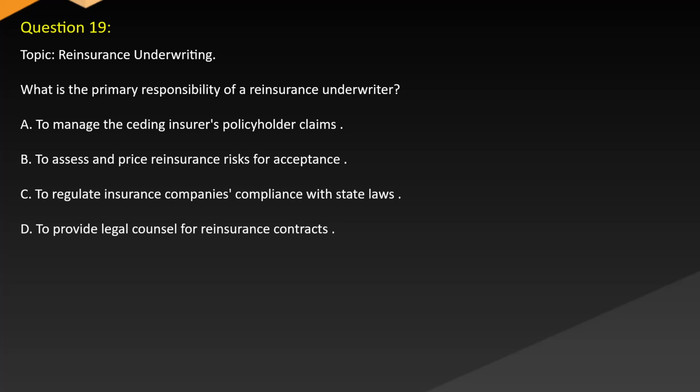Question 19. Topic: Reinsurance underwriting. What is the primary responsibility of a reinsurance underwriter? A. To manage the ceding insurer's policyholder claims. B. To assess and price reinsurance risks for acceptance. C. To regulate insurance companies' compliance with state laws. D. To provide legal counsel for reinsurance contracts.